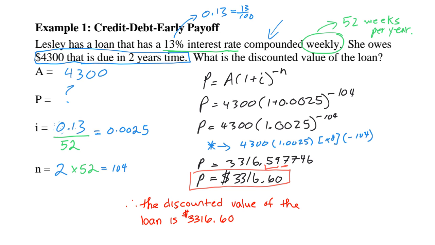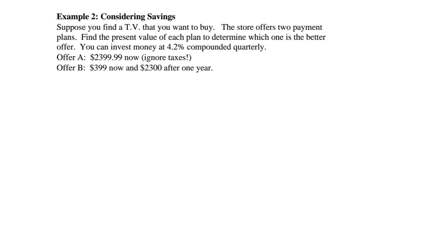All right, and now we'll move on to finding a discount in savings if we pay off something early. Let's take a look. This problem says, suppose you find a TV that you want to buy. The store, maybe Best Buy or whatever, has payment plans, right? Find the present value of each plan to determine which is the better offer. You can invest at 4.2% compounded quarterly. Now, I'm going to write this in red because this compounded quarterly we can use later.